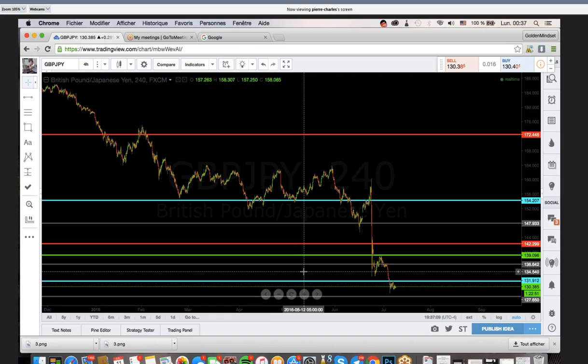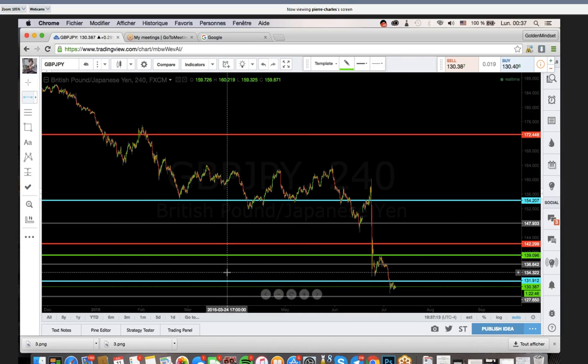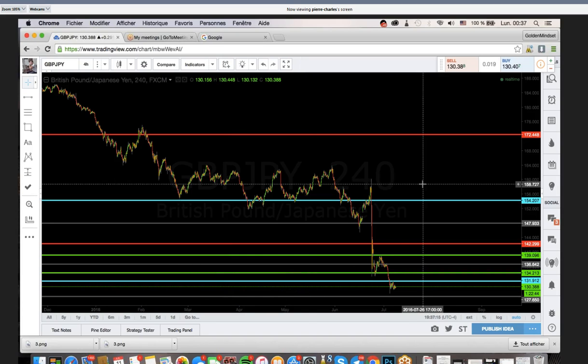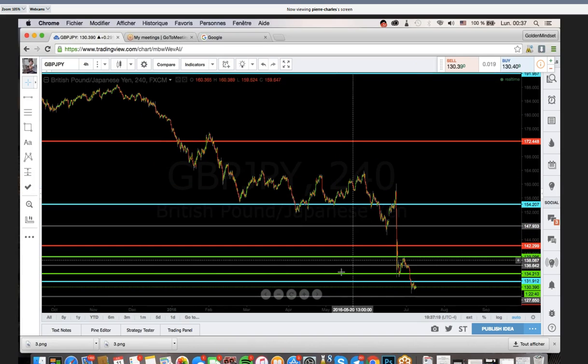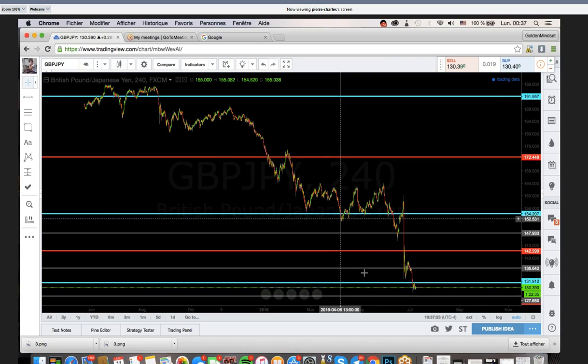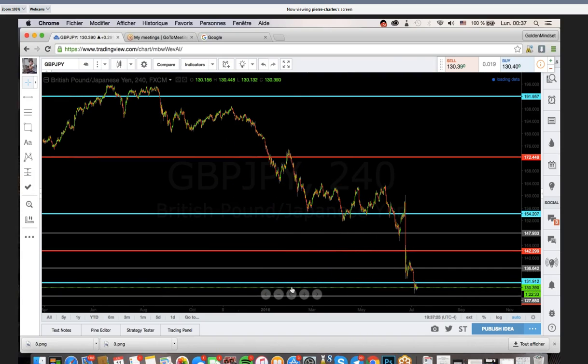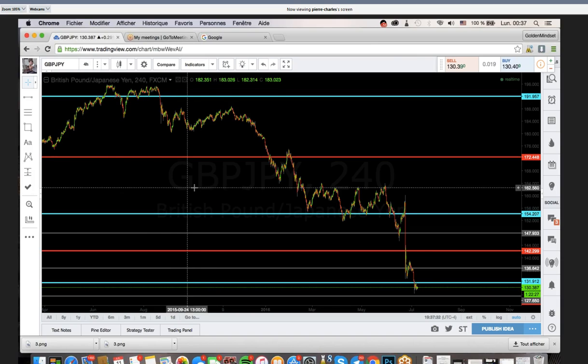And same thing over there. Look, it's pretty clear and pretty easy to see. Boom, 4 hour chart level, and we could keep going. But I will remove them because I don't like when I have too many support and resistance levels. So that's pretty much it for that.